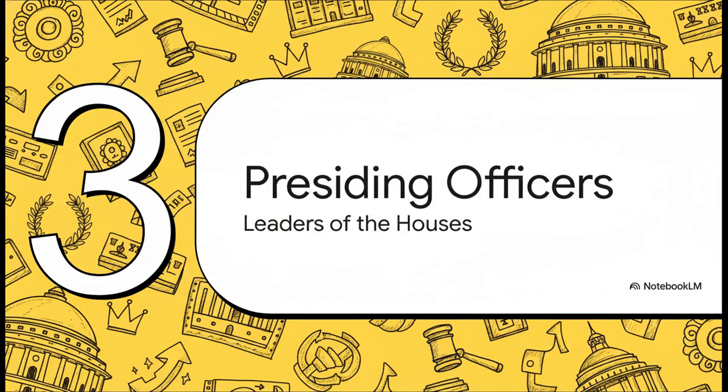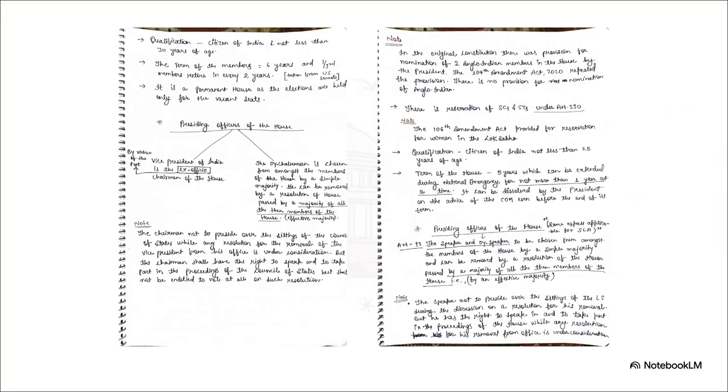Okay, let's jump into Section 3, the presiding officers. So, who actually runs these incredibly busy chambers day to day? Well, for the Rajya Sabha, the Vice President of India serves as the ex officio chairman. That basically means they hold the position automatically, simply by virtue of being the vice president. The Lok Sabha, on the other hand, is guided by a speaker, who is chosen from amongst its own members by a simple majority vote.